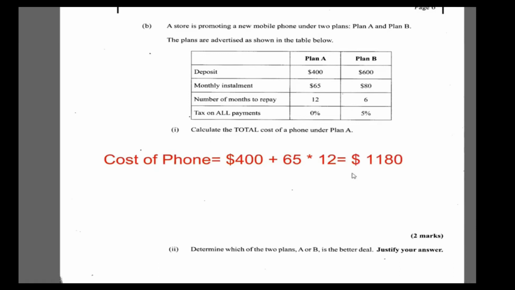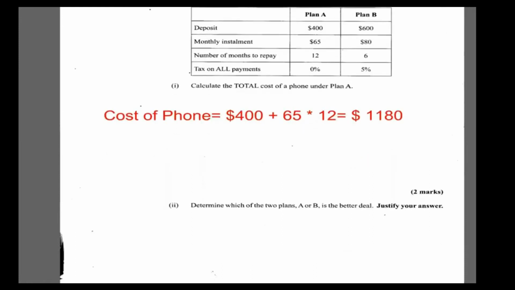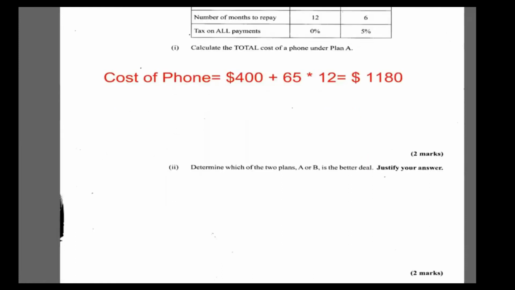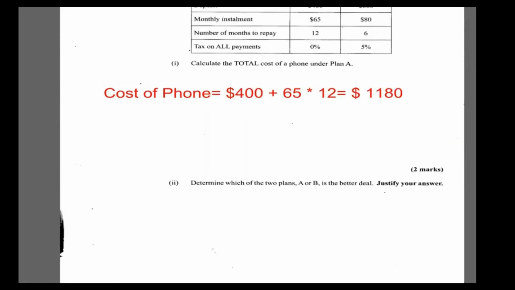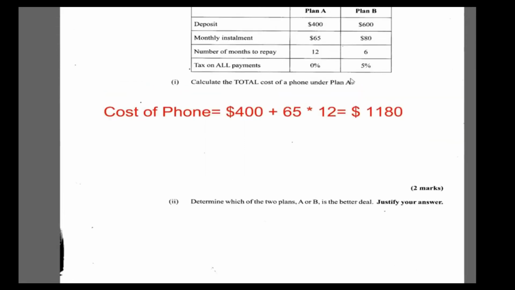$1,180, right? Decent cost for a phone. So that's the cost of the phone under Plan A. Now it says determine which of the two plans is a better deal and justify your answer. So let's work out the cost of the phone under Plan B and see if it is cheaper. Whichever one is cheaper is the better deal. We always want the better deal.